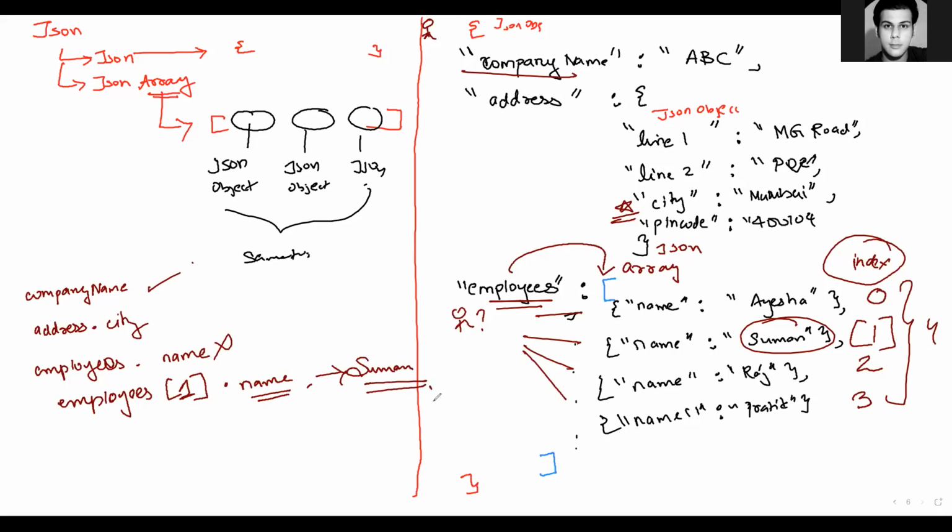Similarly, I want to take the value Pratik. So what should I have written over here? Employees, square bracket. What is the index for Pratik? 3 dot name. Three. It's going to give you the value Pratik. Did you understand about the JSON now, how it works?